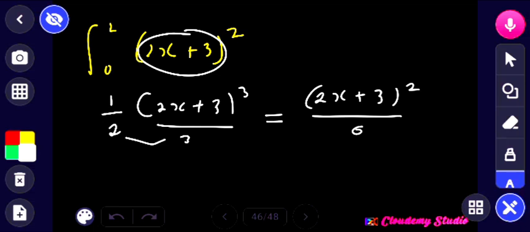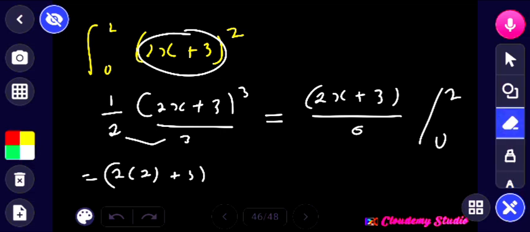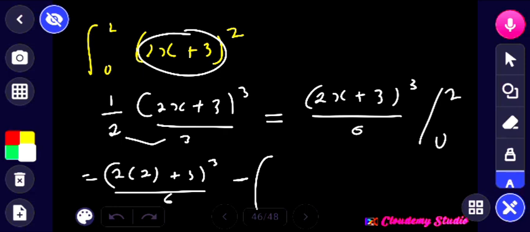Now, upper limit 2, lower limit 0. Anywhere I see x, what am I going to put? I'm going to put 2, right? And from the lower limit, anywhere I see x, I'm going to put 0, which means that is equal to 2 multiplied by 2 plus 3, everything raised to power 3, divided by 6, minus 2 into bracket 0 plus 3, everything raised to power 3, divided by 6.